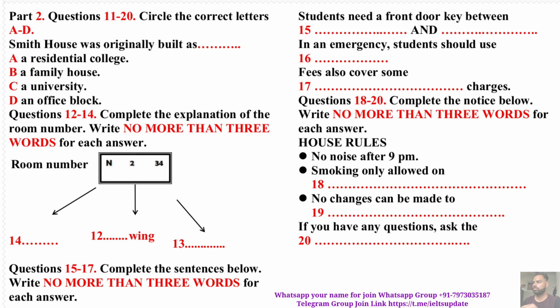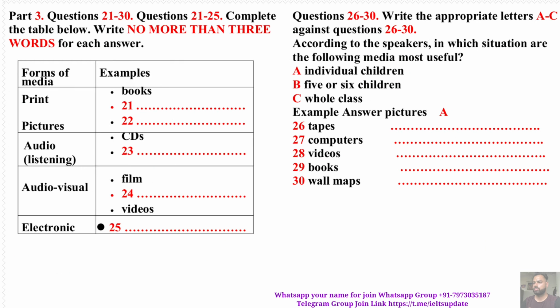That is the end of part two. You now have half a minute to check your answers. Part three has started. 21 to 25 blanks. Answer 3 words. 26 to 30 matches the information type.